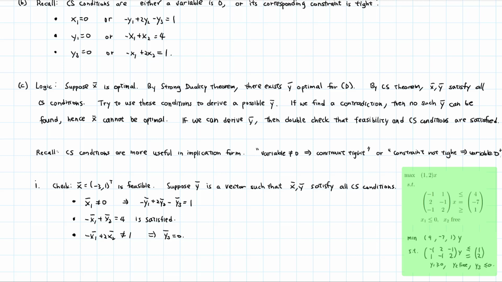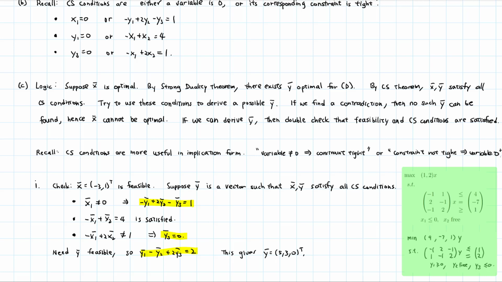Now we also need y bar to be feasible. In particular, it must satisfy the second constraint in the dual. And now we have 3 equations for the 3 entries of y bar. Solving this gives us y bar is equal to (5, 3, 0).